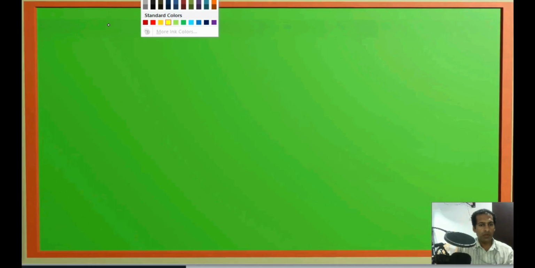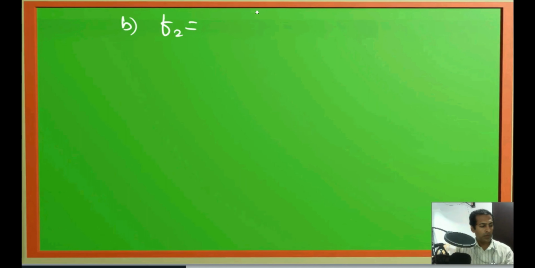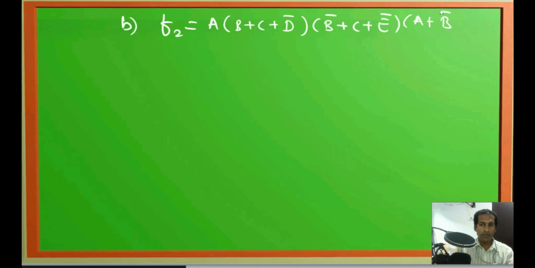Let us see the next example. We have to find out the total gate count required for F2, which is equal to A into B plus C plus D bar, into B bar plus C plus E bar, into A plus B bar plus C plus E.